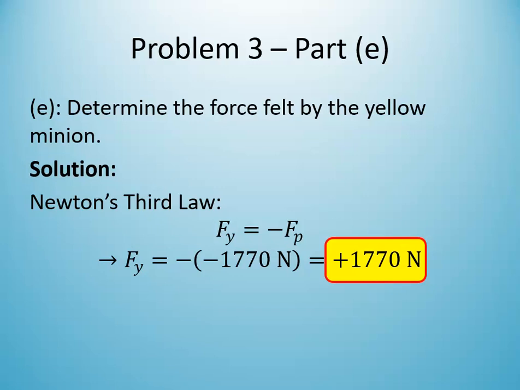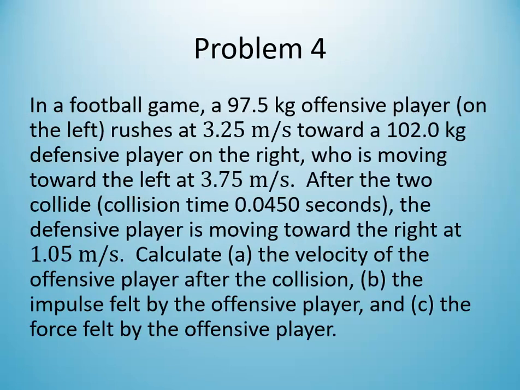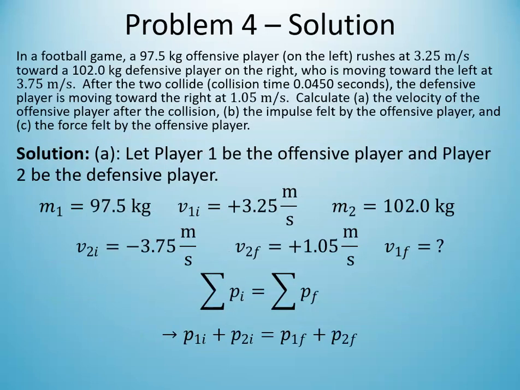So, there it is. Now, what about a football game? In this case, the difference between this and the minion problems is that after the collision between the offensive and defensive players, they don't stick together. In this case, we're saying the defensive player is moving toward the right at a certain speed. So the question is, what's the velocity of the offensive player after the collision? What's the impulse felt by the offensive player? And what's the force? We didn't ask about it for the defensive player because, as we saw in problems 2 and 3, it's the same as the offensive player, just opposite direction.